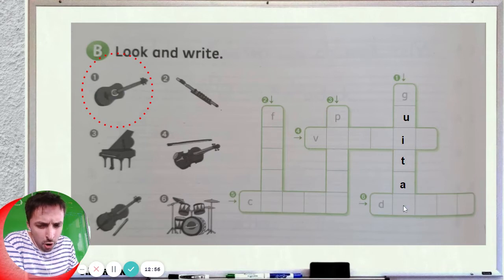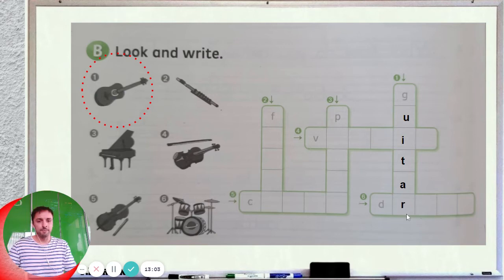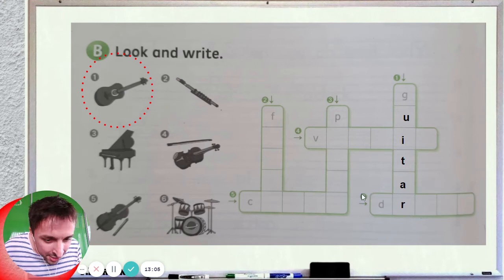Guitar. Guitar. R. It's an R. Okay, so there's number one, guitar. Okay, now look, for number six, we have DR. Dr. What is this word? What musical instrument is this?